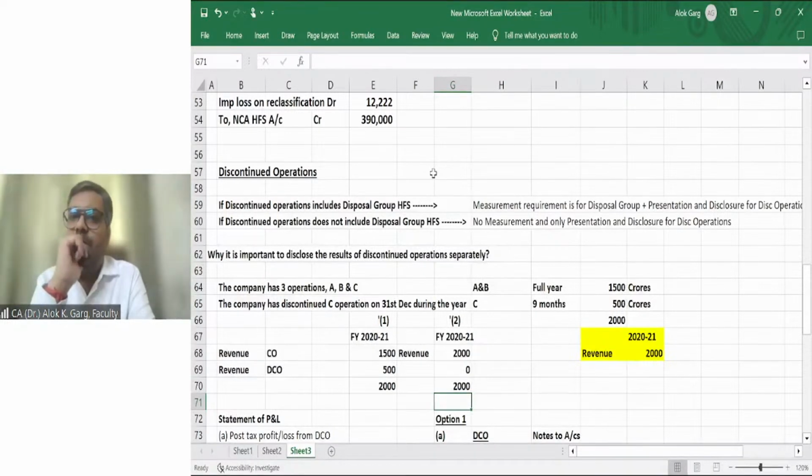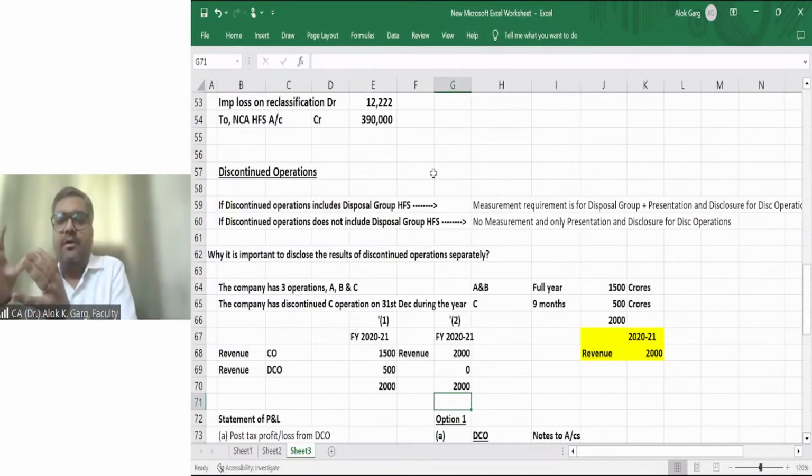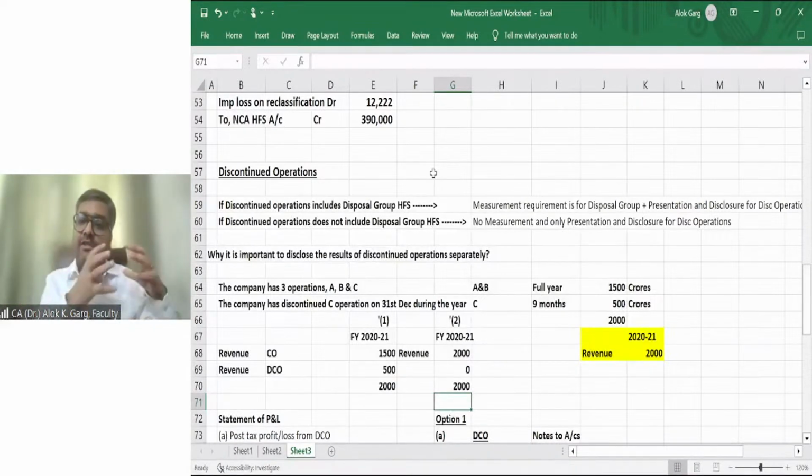Now, one fact is not reflected in this 2000 crore: the sustainable revenue of this company is not 2000 crore, it is only 1500 crore. Out of this 2000 crore, 500 crore belongs to a product already discontinued during the year. Going forward, the company will not earn revenue from product C. As a user, I should be aware that revenue from continuing operations is 1500 crores, and revenue from the discontinued operation is 500 crores, which is not sustainable and will not come in future. That is why option number one becomes important.